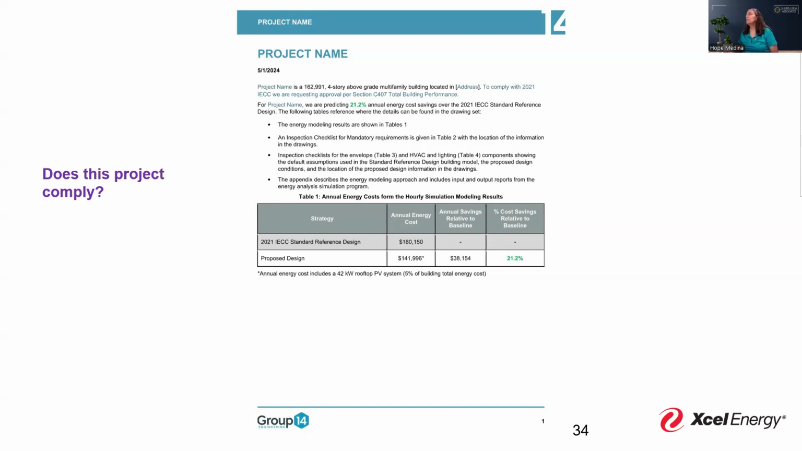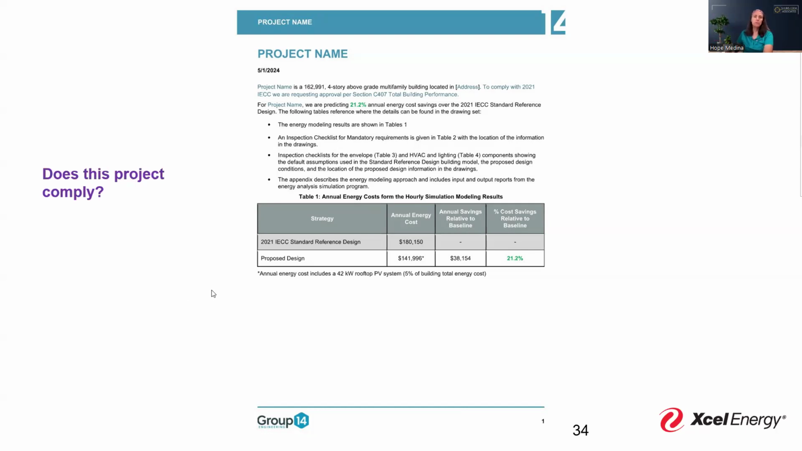All right. So let's think about this. If we went all the way back to the beginning there, if we were going under the 21, it said that you had to demonstrate that you were at least 20% better than the base of the code.